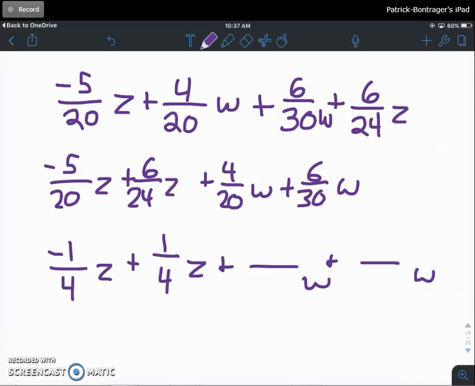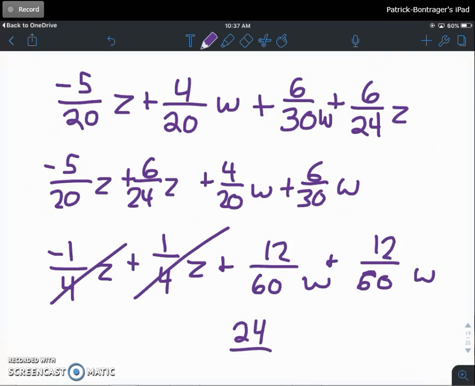20 goes into 60 3 times. 3 times 4 is 12. 30 goes into 60 twice. 6 times 2 is 12. 1/4z and negative 1/4z are going to cancel. And 12 over 60 plus 12 over 60 is 24 over 60w.